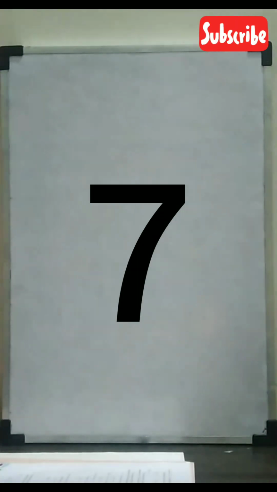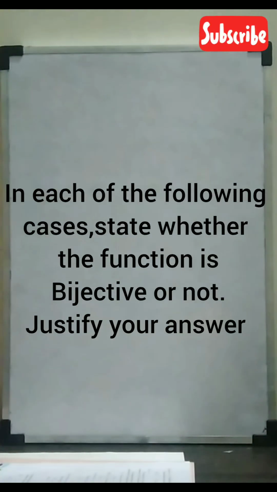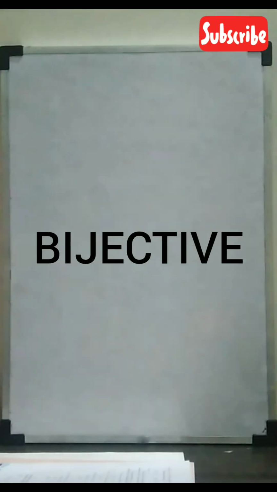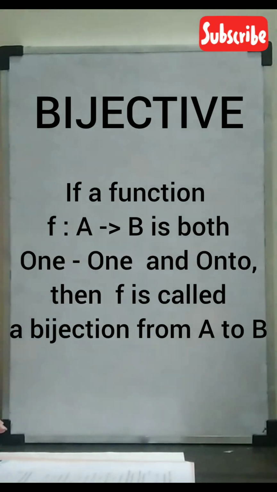So, what is question number 7? In each of the following cases, state whether the function is bijective or not. Justify your answer. Bijective na enadhu? If a function is both 1-1 and onto, then that function is called a bijective function. Function வந்து 1-1 ஆர்க்கணும் onto ஆர்க்கணும். Okay. So, இங்கே வந்து first one என்ன கொடுத்திருக்காங்க?